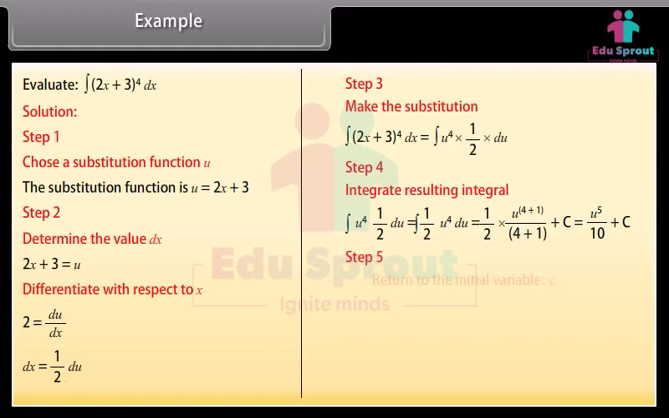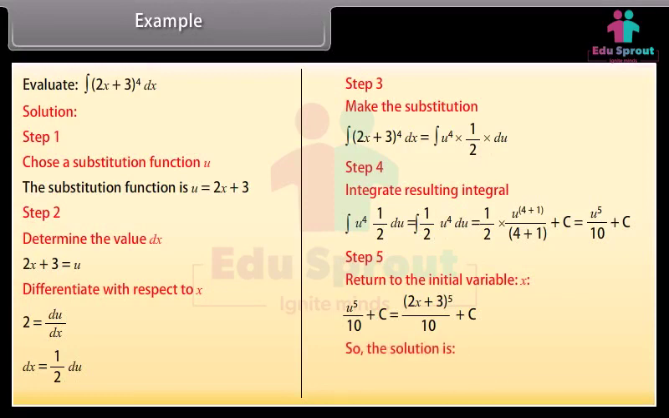Step 5. Return to the initial variable x. u^5/10 plus c is equal to (2x + 3)^5/10 plus c. So, the solution is: integral of (2x + 3)^4 with respect to x is equal to (2x + 3)^5/10 plus c.